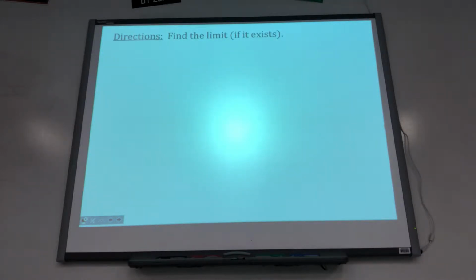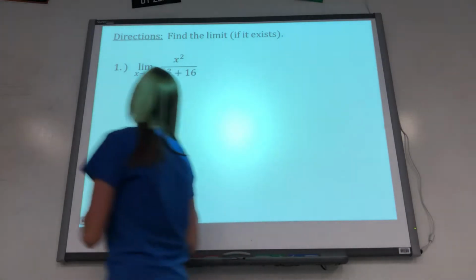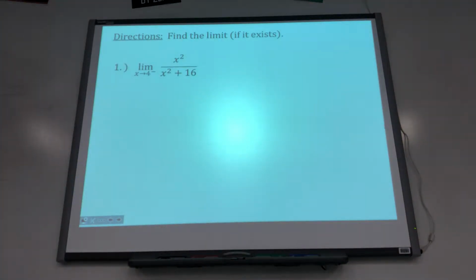Here are the directions. We're going to start with direct substitution and just work our way down if that doesn't work. So, directions for all day today: find the limit if it exists. Don't forget, we learned about those infinite limits yesterday. So that's another option for your answer. If you look at the graph, if it decreases without bound, you could say negative infinity. If it increases, you could say positive infinity. Got a lot of stuff going on here.